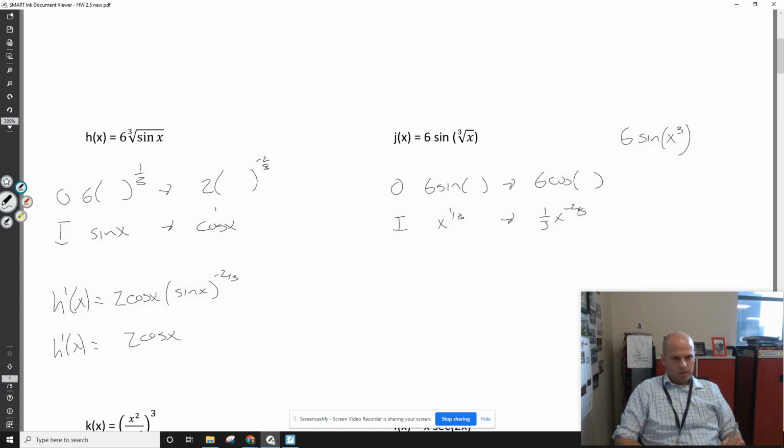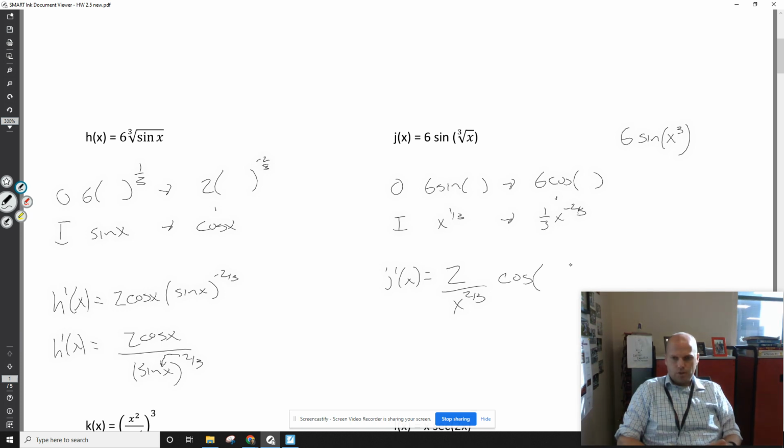2 cos x over sine x to the 2/3. You can put this 2/3 power there instead. Just don't put it over the x, because that's not correct. Here, for j's derivative, j's tangent slopes, I can multiply the 6 and the 1/3 together first. I can put the x to the 2/3 in the denominator. So the 6, the 1/3, the x is taken care of. I just have cosine. What starts on the inside stays on the inside, so that's x to the 1/3.